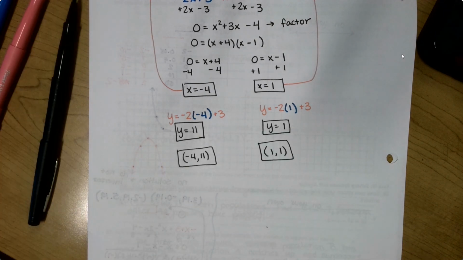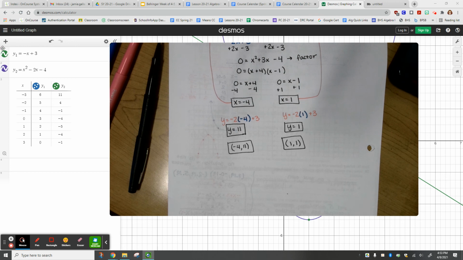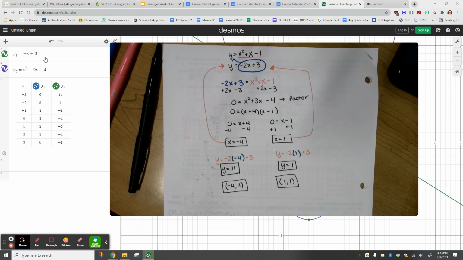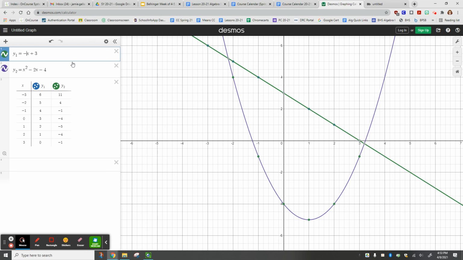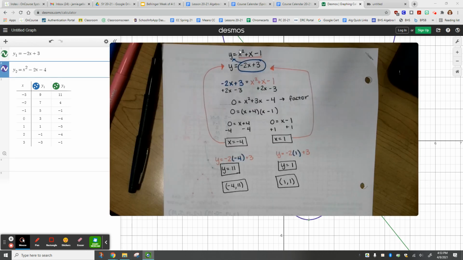All right. Much easier than the last one. Aren't you glad I did the last one with you? So it could range from super, super difficult to super not so bad. Let's look at the graph and double check that these are okay. So we're going to graph the first two equations. So we have negative 2x plus 3. So let's do that here. Negative 2x plus 3. And then we also have x squared plus x minus 1.